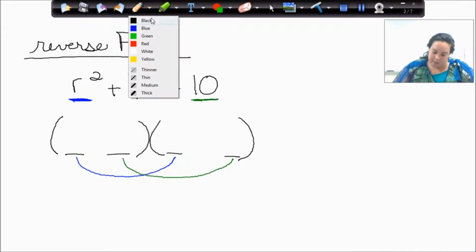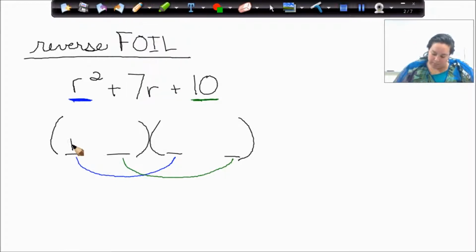Let's start there. If it has to give us r squared, then it's probably going to be r times r. It could also be 1 times r squared, but that's a lot less likely. So let's try r times r. Reverse FOIL is all about trial and error. It's going to take a lot of practice. The more you do it though, the more your brain will start to see patterns. So pull out some worksheets and do a lot of practice with this. You can do extra practice on Math Excel using the study guide anytime.